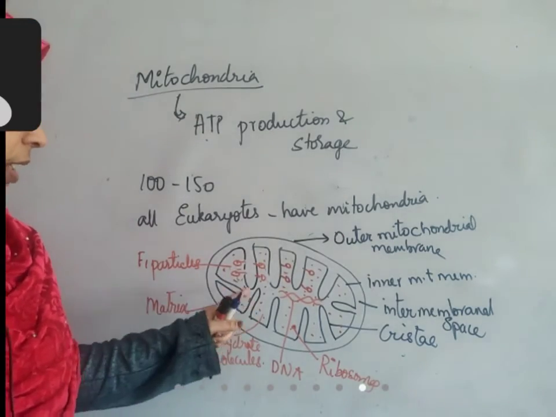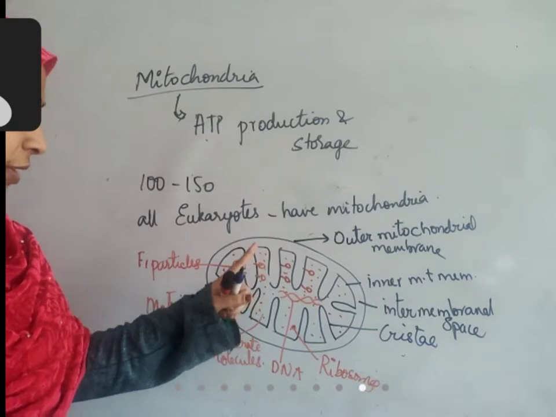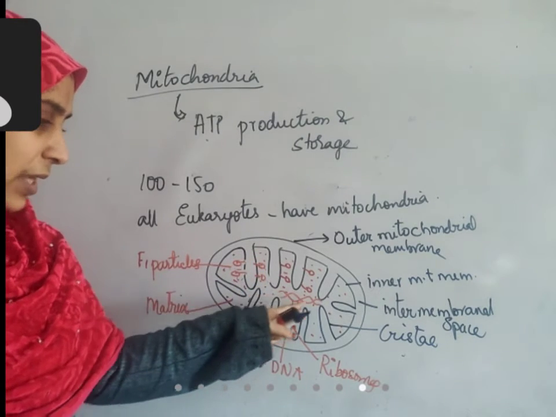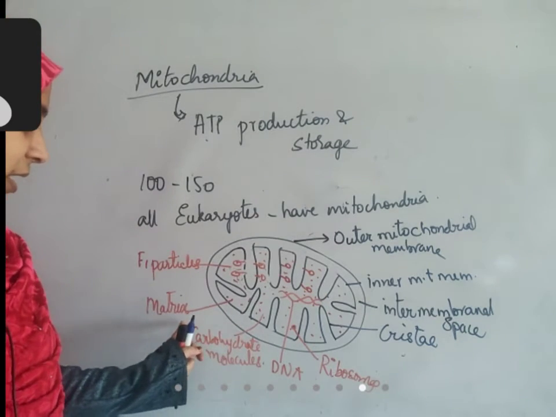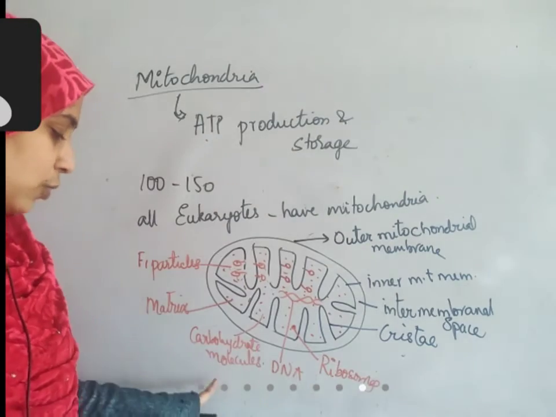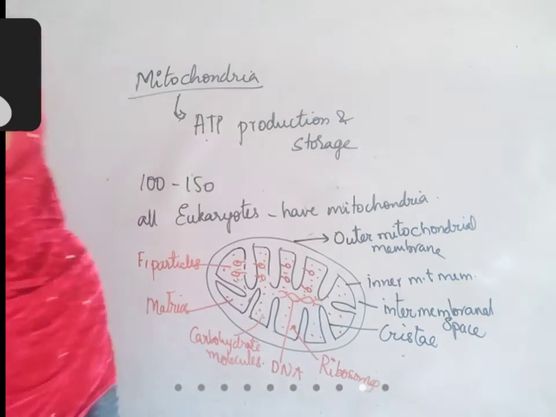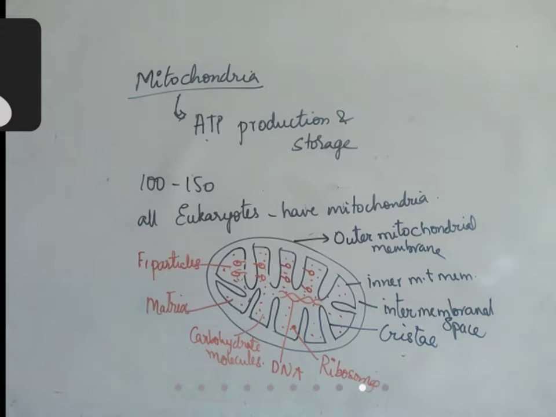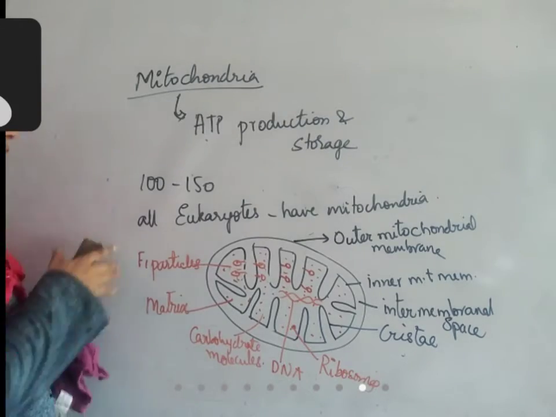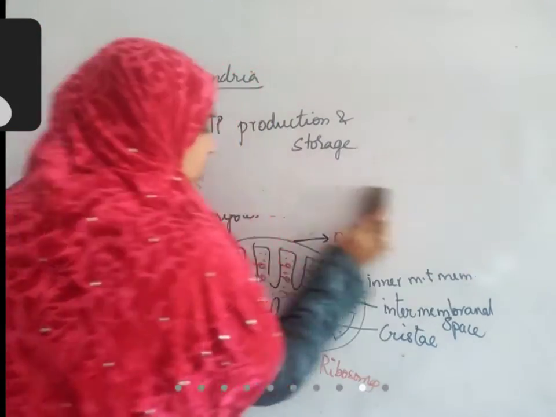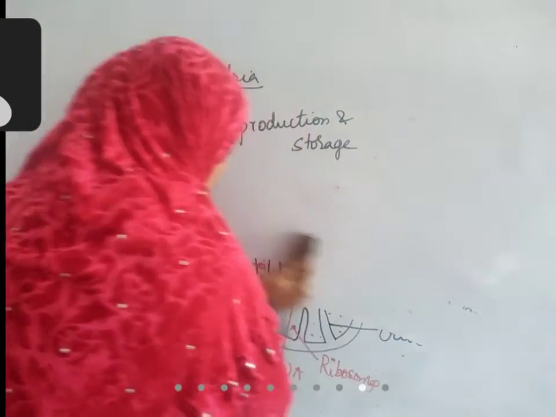Okay, so this is cristae. On cristae, F1 particles are there, in the spaces present in the inner membrane. The matrix is present. Inside the matrix, you can find DNA, ribosomes, and some carbohydrate molecules. So that is it, children. Function: it makes the ATP molecules and stores them.